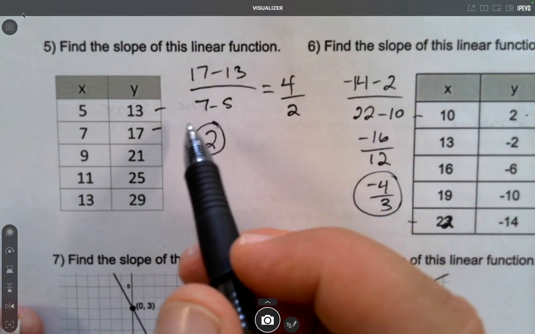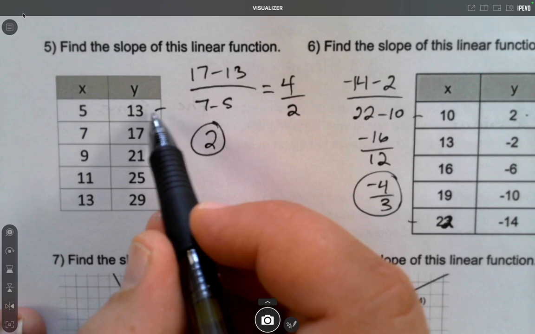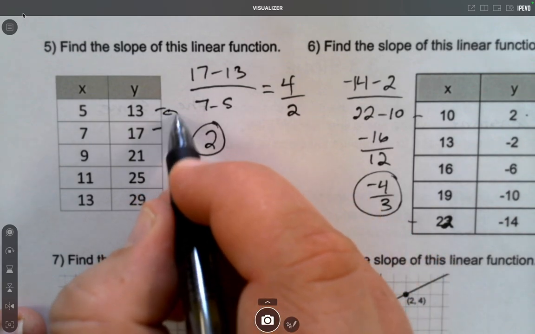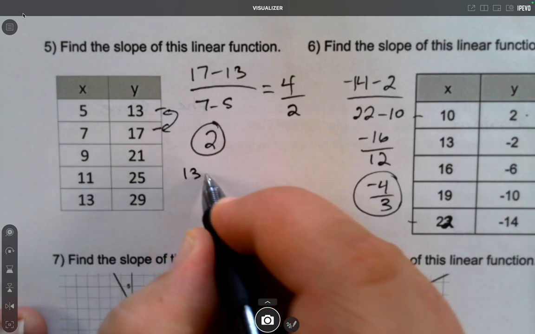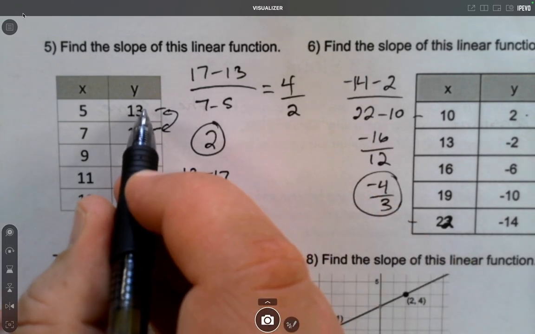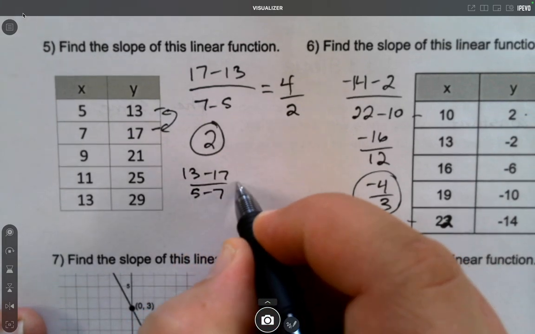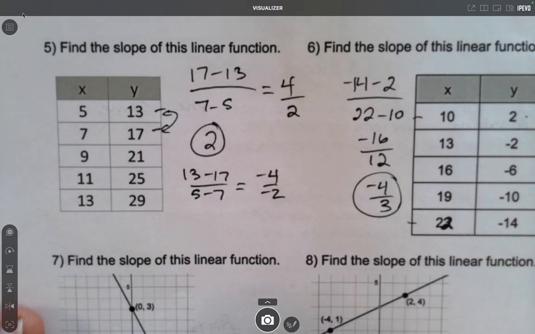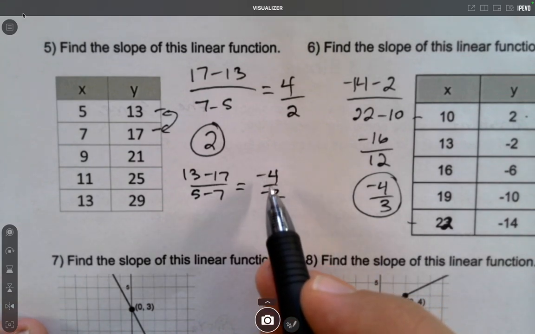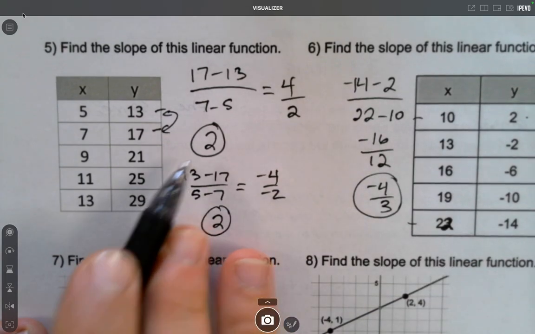And I want to show you the proof of that up here in number 5. I picked this to be the second point right here and this to be the first point. Well, let's say I reversed that. I treated this as y2 and I did 13 minus 17, y2 minus y1 over 5 minus 7, x2 minus x1. I would get negative 4 over negative 2, which, since they're both negative, negative 4 over negative 2 gives me positive 2, just like I got up here.